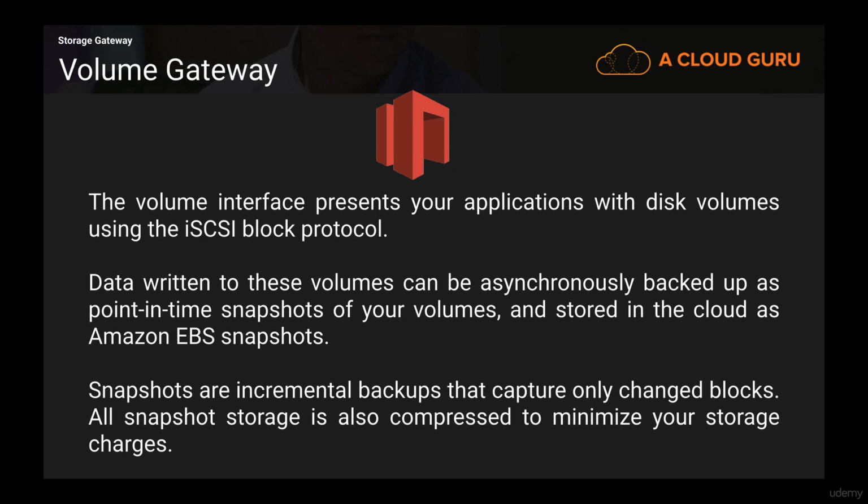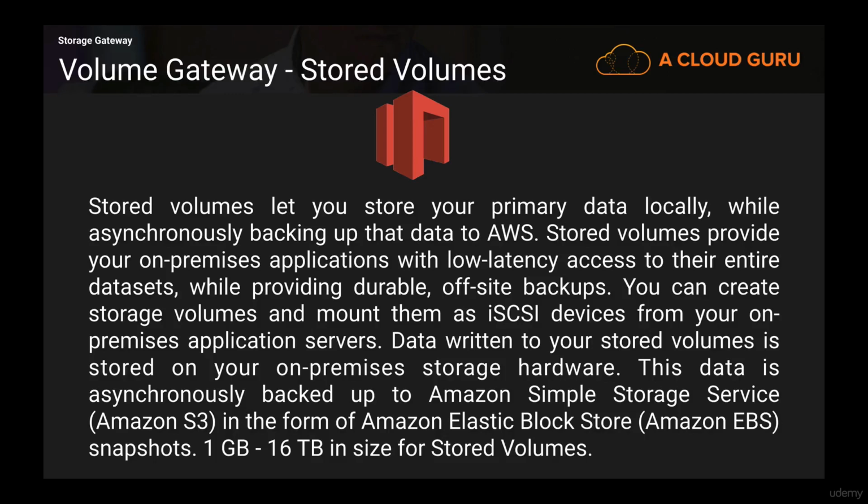All snapshots are incremental. So basically only the changes that are made from the last snapshot are backed up, and storage is also compressed to minimize your storage charges. And there's two different types of volume gateways. So again, I just want you to imagine volume gateways as virtual hard disks that sit there on-prem, and then you back them up to AWS, and there's two different types. So the first one is stored volumes, and this is where you store an entire copy of your data set locally, and then you asynchronously back up that data to AWS.